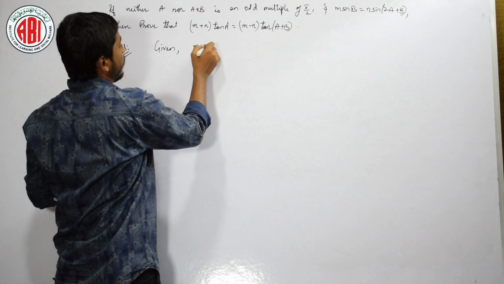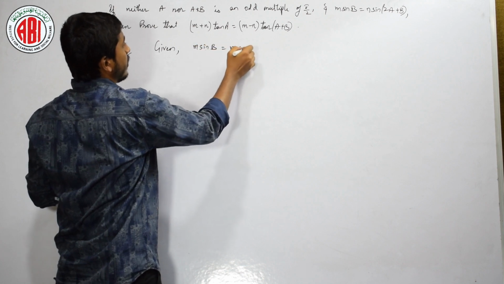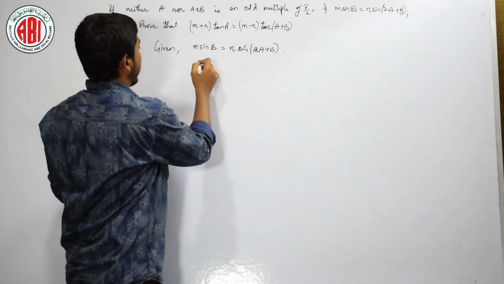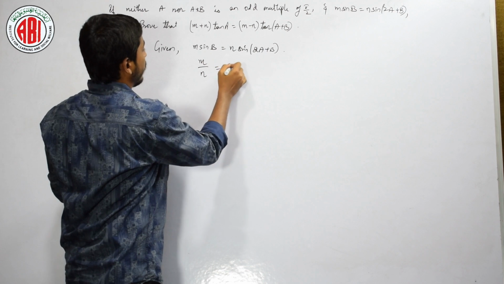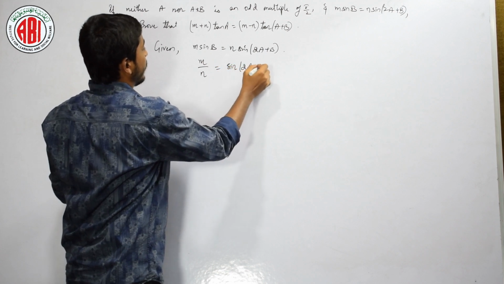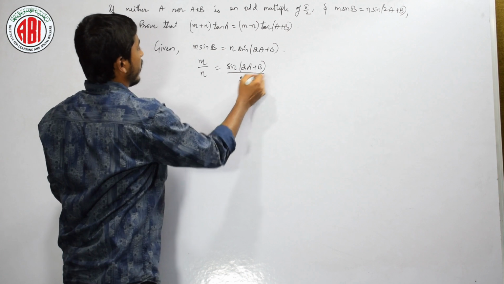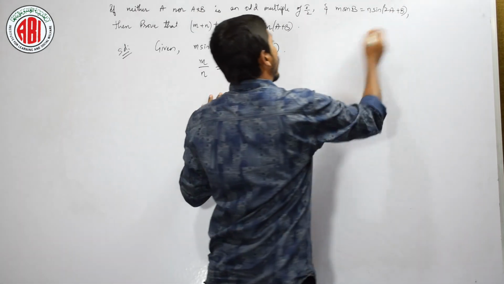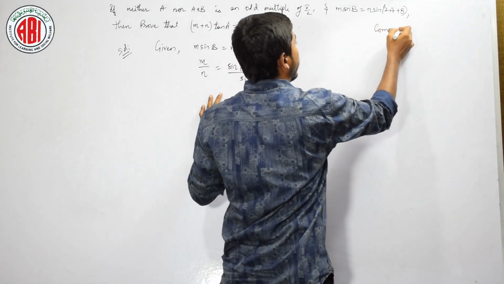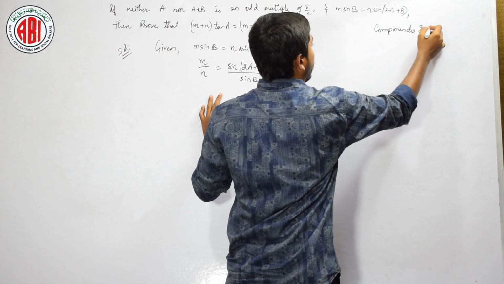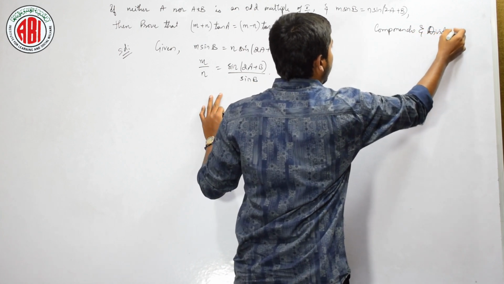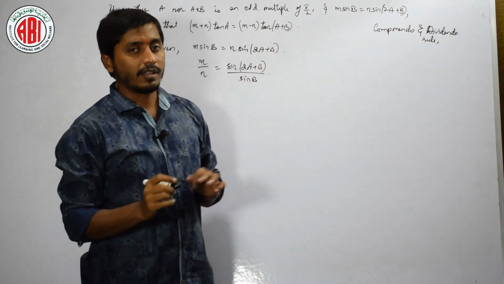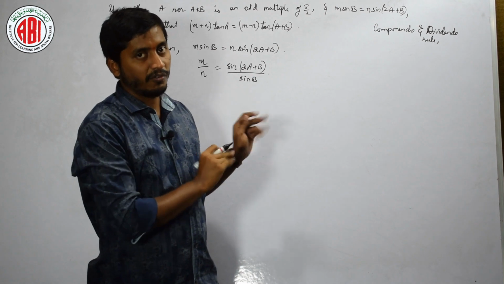Given m sin b is equal to n sin of 2a plus b. Now can I write it as m by n is equal to sin of 2a plus b by sin b? Now we have to use the rule, that is the componendo and dividendo rule. This is one of the most popular rules used in most mathematical operations. You might not see this often, we will use it for only a few problems.